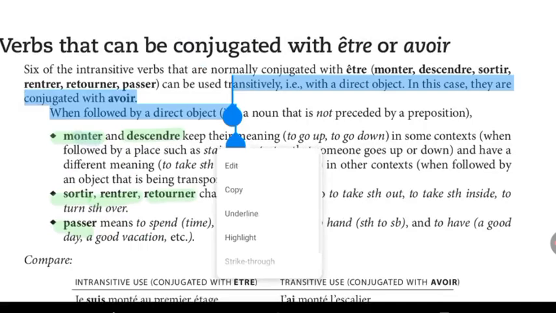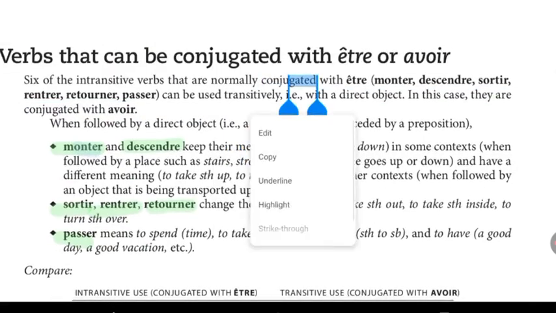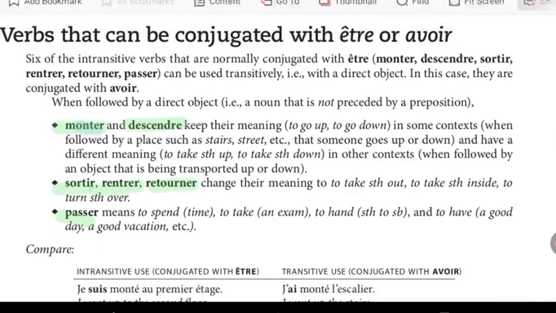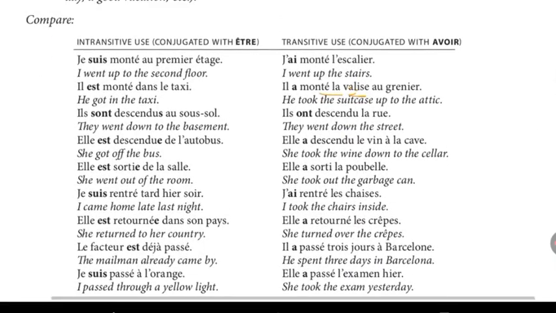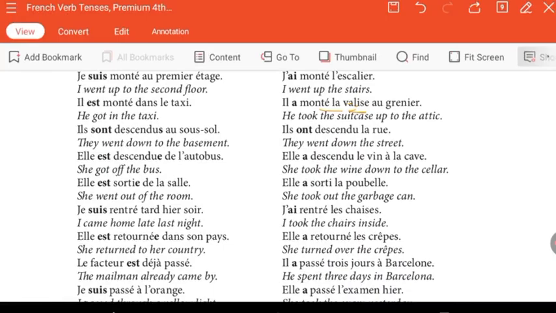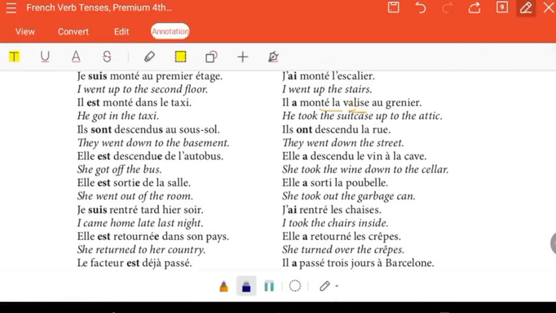Now, among those intransitive verbs, there are about 6 of them that could actually go with avoir and être. Why? Because they can take a direct object. Look at the verbs monter, descendre, sortir, rentrer. We have retourner and passer. Look at the examples down here. We have, for example, in this comparison, as you can see on your screen, je suis monté. When you say je suis monté in this context, the action is on the person, au premier étage, and there is no direct object in that sentence.